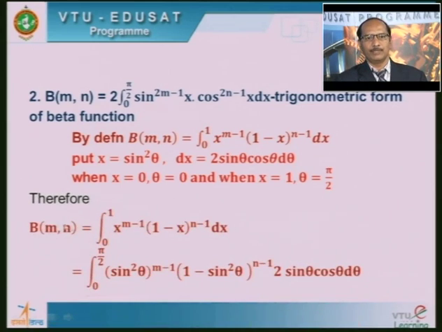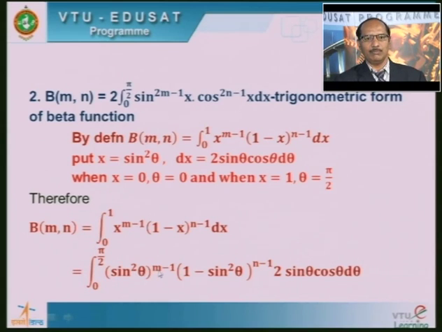Therefore, the above definition, beta mn is integral 0 to 1 x to the power m minus 1, 1 minus x to the power n minus 1 dx, is converted to 0 to 90 theta values. In place of x you substitute x is equal to sin square theta, so power m minus 1 is there, and 1 minus x is 1 minus sin square theta to the power n minus 1, and also replace dx, which is 2 sin theta cos theta d theta.